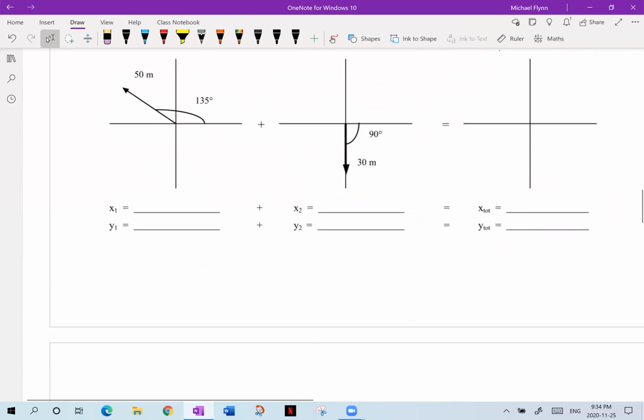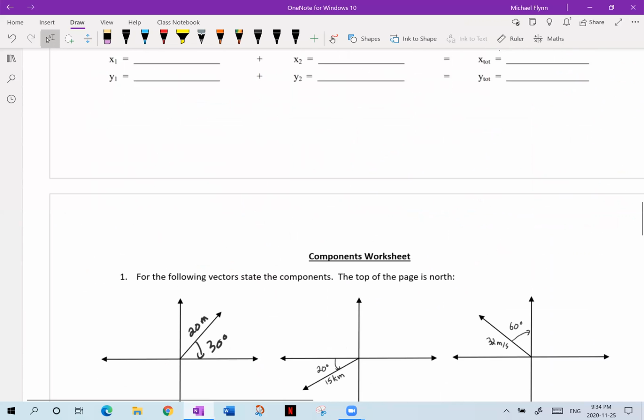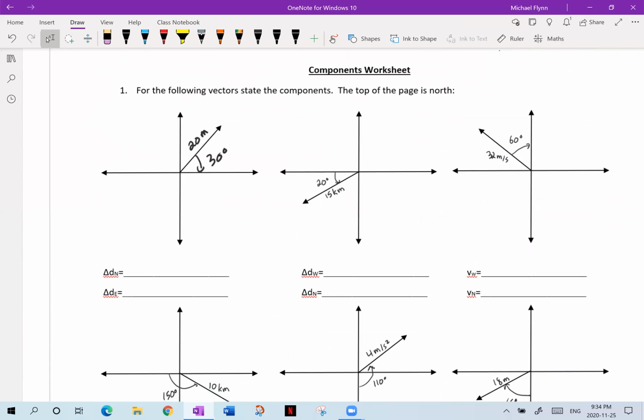Now, I want you to try doing the last line on your own. So I've done most of that page for you. Now, if you look at this page, page 3, there are some other questions like this. So let's do some of this together. Can you write down the components of these vectors?